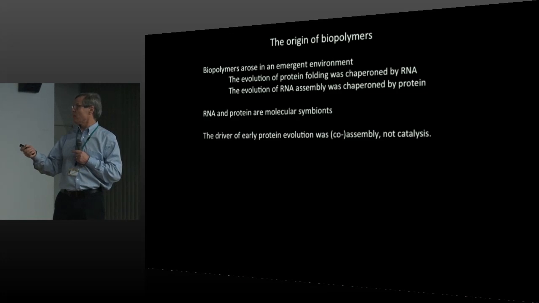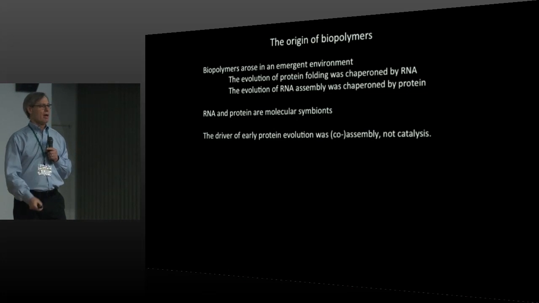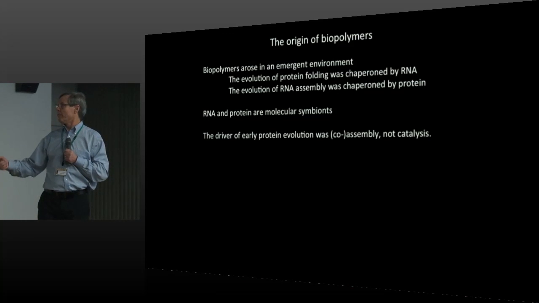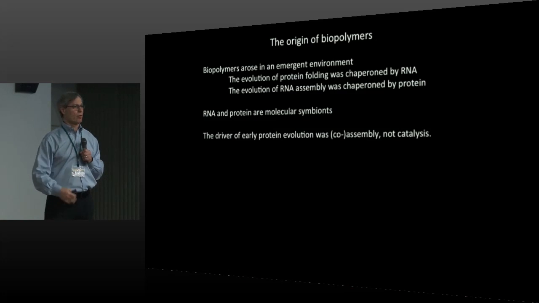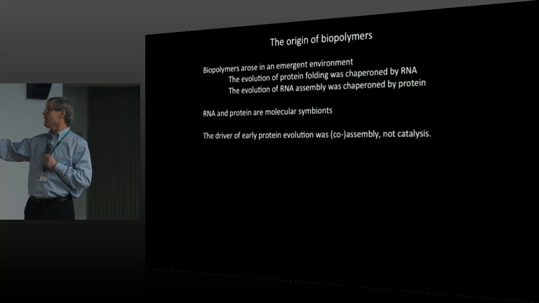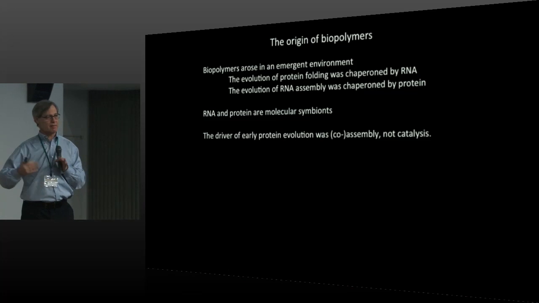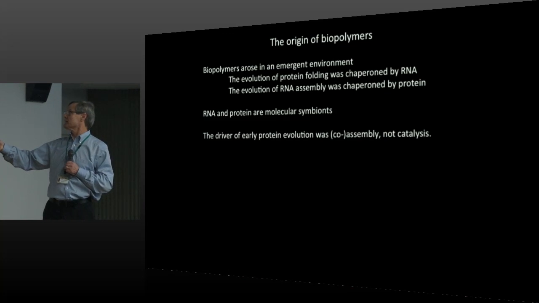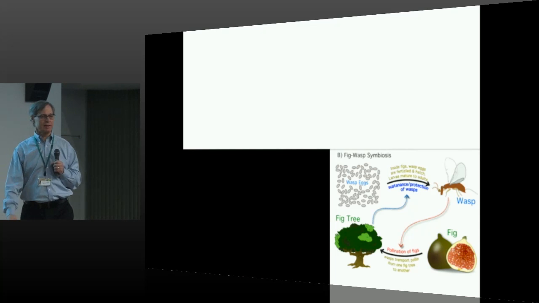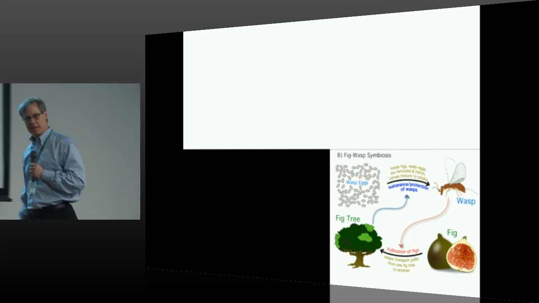So that leads us to what we believe is happening: that RNA and protein are what we call molecular symbionts, and that the evolution of protein folding was chaperoned by RNA, and that the evolution of RNA, I'm not saying folding because you had stem loops and things, but complex RNA assembly was chaperoned by protein. So that kind of leads us to how I've started to think about biology in general.